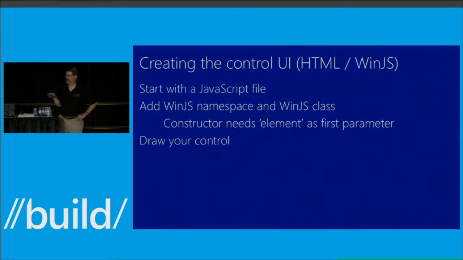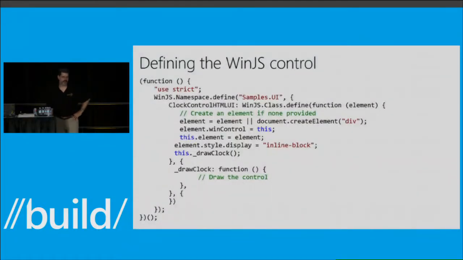Now, in this particular example, I'm using a canvas because it's UI focused, right? We're building a clock. Not very exciting, but it shows the example well. So how do we do that? Well, we start with the self-executing function, as we do all JavaScript files in WinJS HTML, right? WinJS namespace define whatever your namespace is, and then you have a class in there where I pass in an element. Now, this is very important.